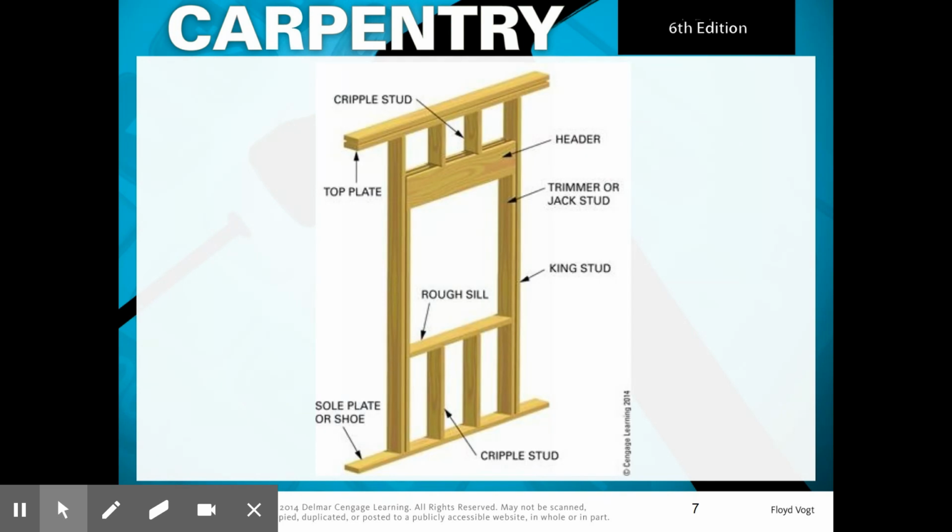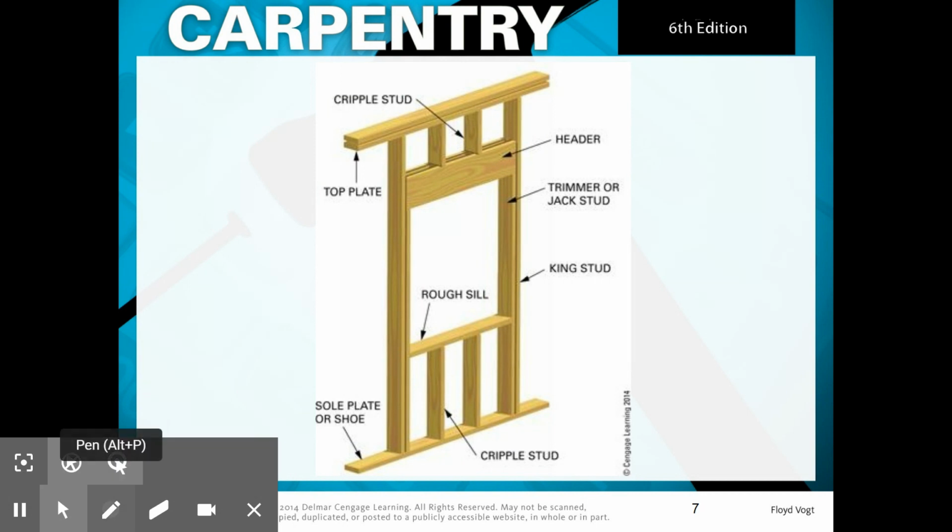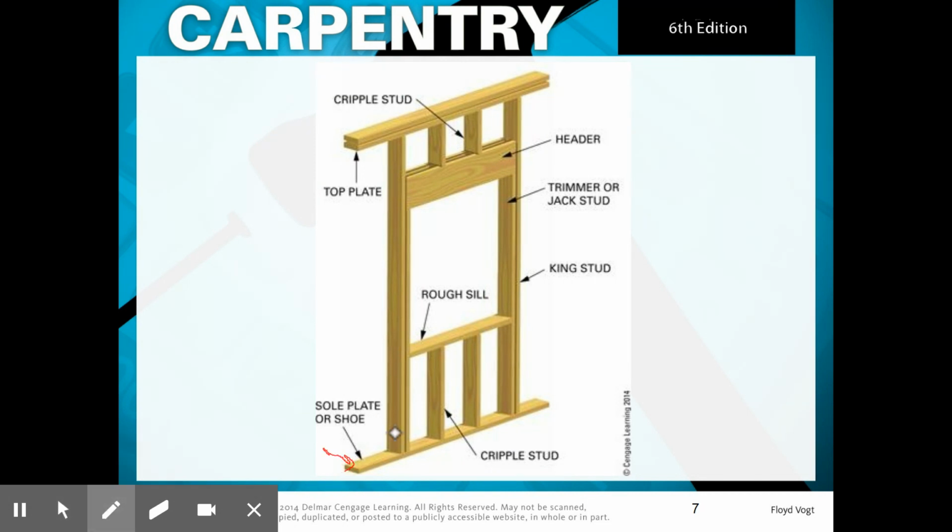So here's a close-up view of a window opening. Here you can see our bottom plate. Here we have cripple stud, our king stud here, and we can see it runs the entire length from bottom plate to the top plate. Here we have our header, cripple studs up above the windows, and then right here we have our double top plate.